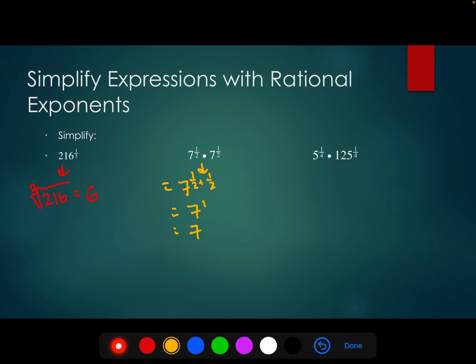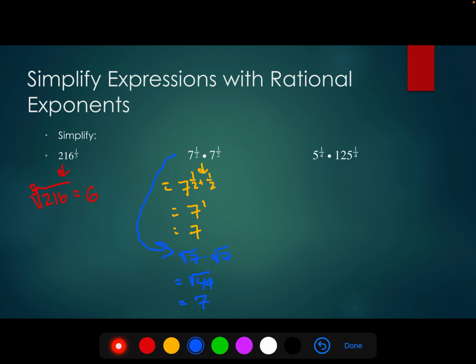Or another way we could look at it, if we do 7 to the 1/2 power times 7 to the 1/2 power, that's the same thing as the square root of 7 times the square root of 7, right? And that gives us the square root of 49, which is just equal to 7.